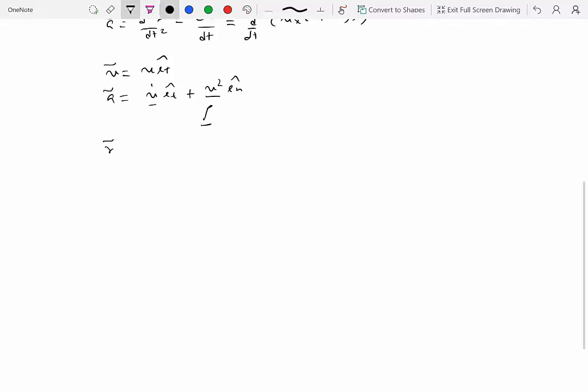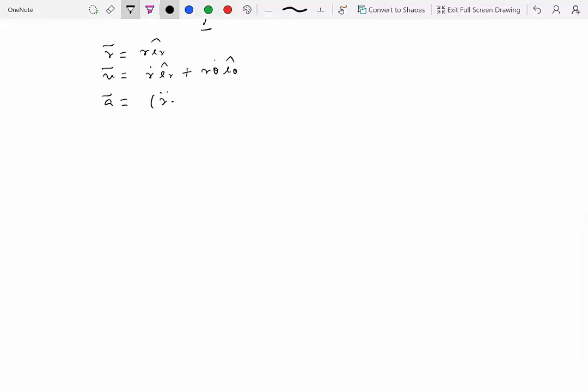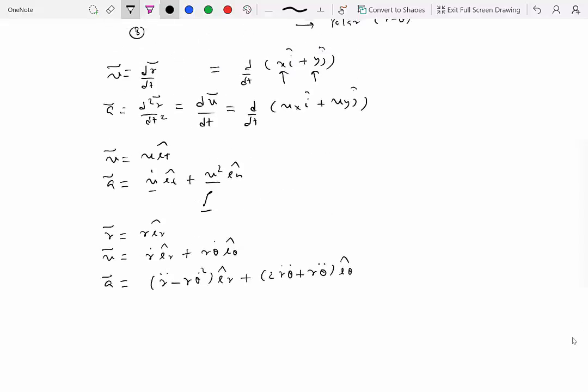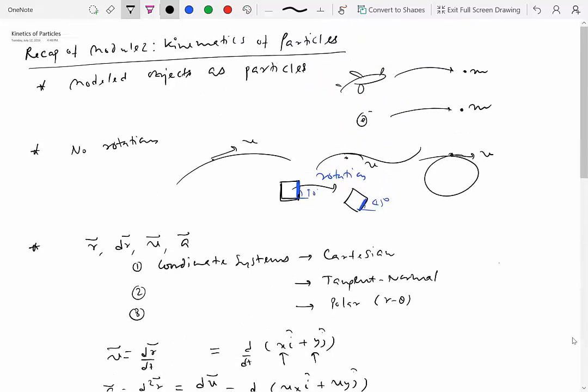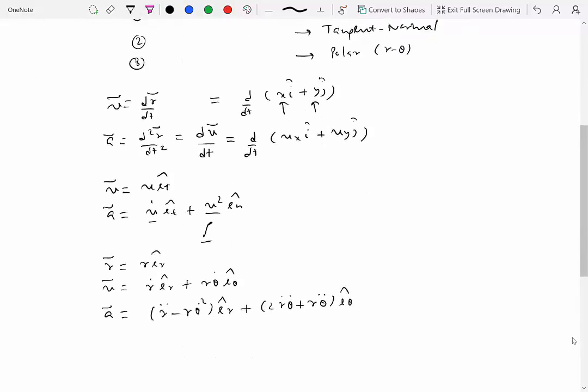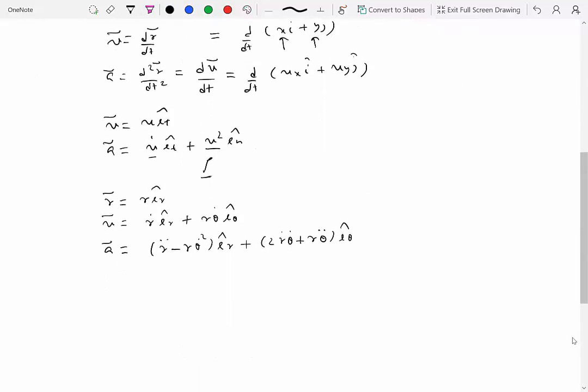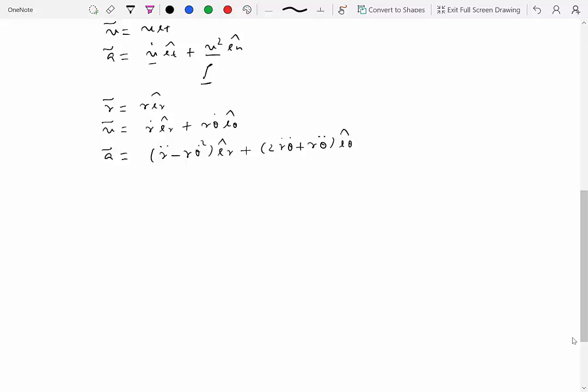In the polar coordinate system, our starting point was the position vector, which was given as r er hat, and then velocity was obtained as r dot er hat plus r theta dot e theta hat, and acceleration was a long expression: r double dot minus r theta dot squared er hat plus 2 r dot theta dot plus r theta double dot e theta hat. So that, in summary, is what we discussed in Module 2. If you remember this much stuff, you actually remember everything that needs to be remembered about Module 2, kinematics of particles.